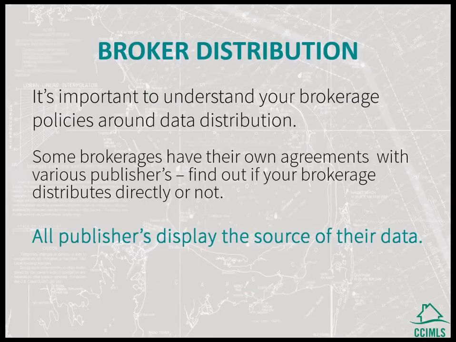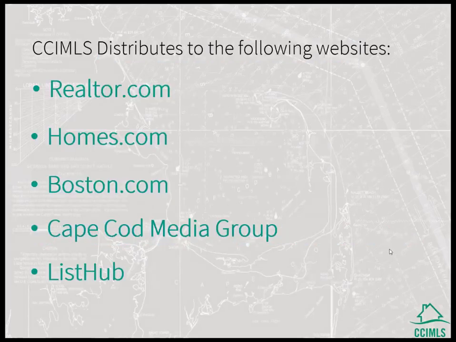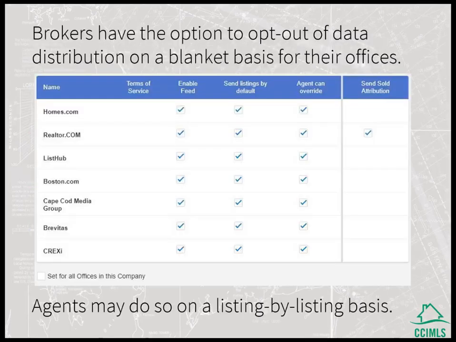Broker distribution. It's important to understand your brokerage policies around data distribution. Some brokerages have their own agreements with various publishers. Find out if your brokerage distributes directly or not. All publishers display the source of their data. CCI MLS distributes to the following websites: Realtor.com, Homes.com, Boston.com, Cape Cod Media Group, and ListHub. Brokers have the option to opt out of data distribution on a blanket basis for their offices. Agents may do so on a listing-by-listing basis.